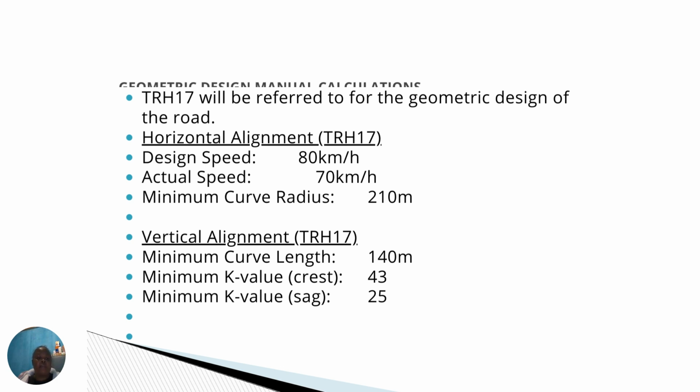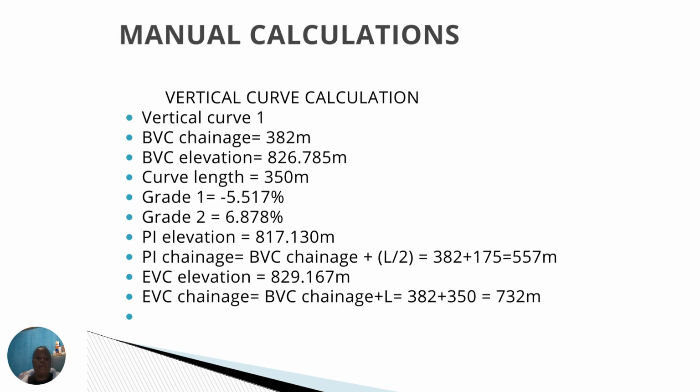The minimum K value for the crest curve is 43, and the minimum K value for the sag curve is 25. Now moving to the manual calculations for the vertical curve. The chainage of the beginning of the vertical curve was found to be at 382 meters.